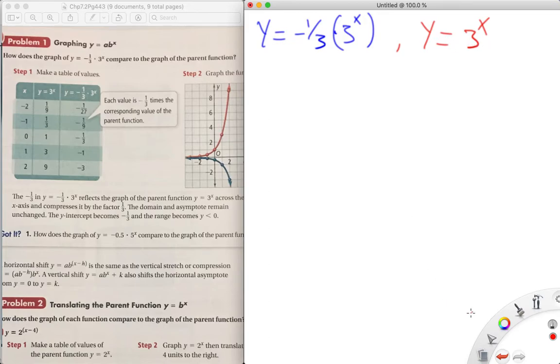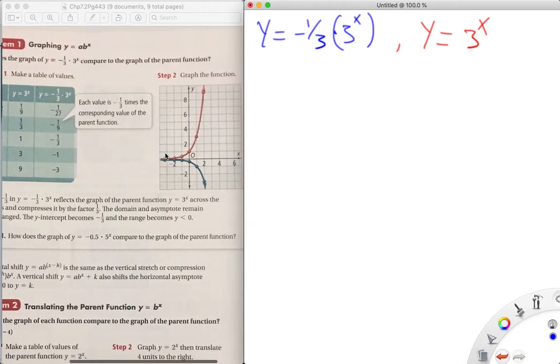Now, when they make the comparison of the graph, a couple things we know, right? The parent graph is in red, right? The intercept here, again, is 0, 1. Here, the intercept is really different. Here, we have an intercept of, when x is 0, it's going to be negative 1/3. Negative 1/3. So what changed between this intercept to this intercept? Well, 1 got multiplied by 1/3, and 1 got multiplied by negative 1.